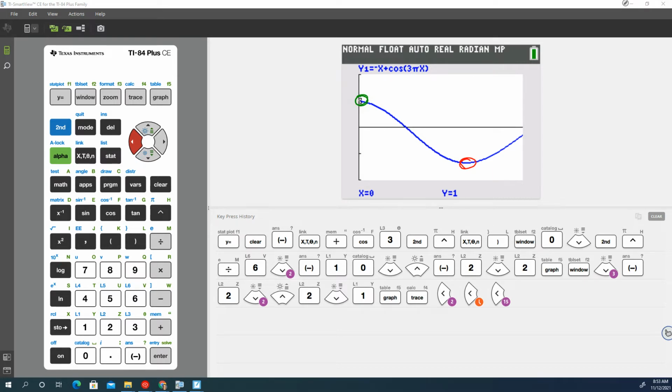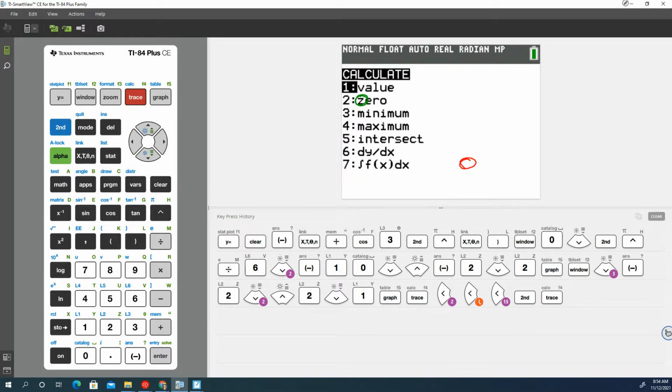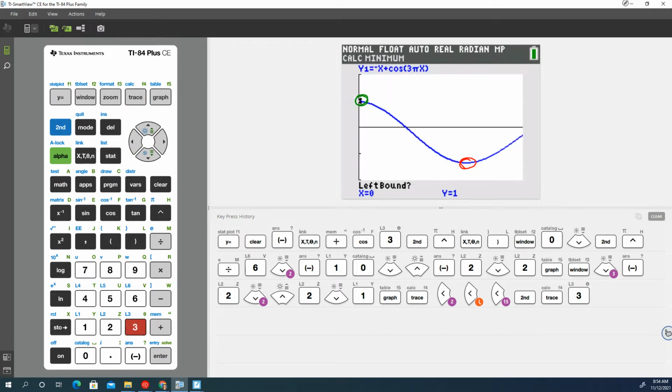Interior point. Okay, your calculator does have an actual button to calculate these mins and maxes. So if you hit second calc, minimum, number 3. I think we've used this tool before, but you're just going to toggle over. It says left bound, question mark. So you just need to go to the left of that minimum. Keep going, keep going, keep going. Hit enter, and then it's going to say right bound, question mark. Hit enter. It'll say, do you want me to guess? Yes. Hit enter one more time.